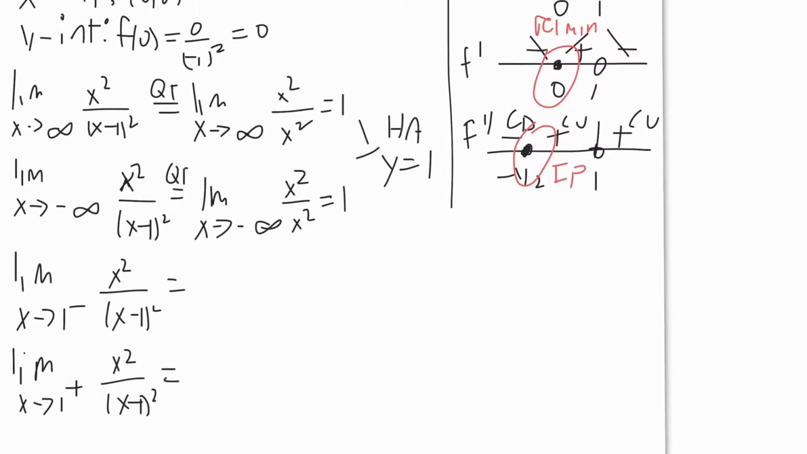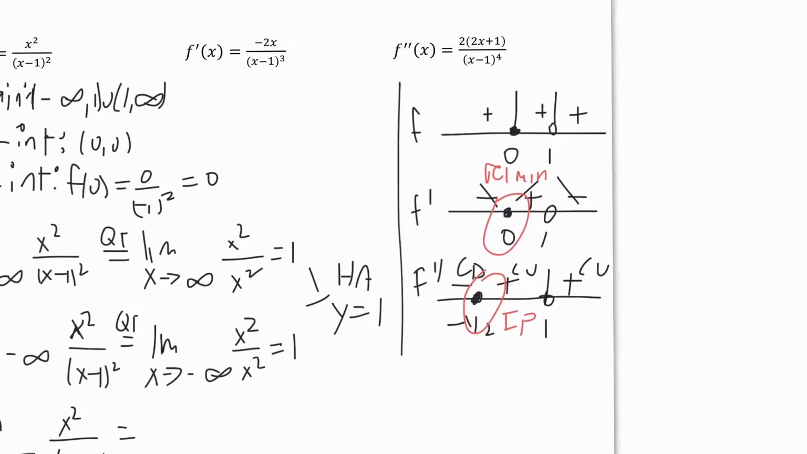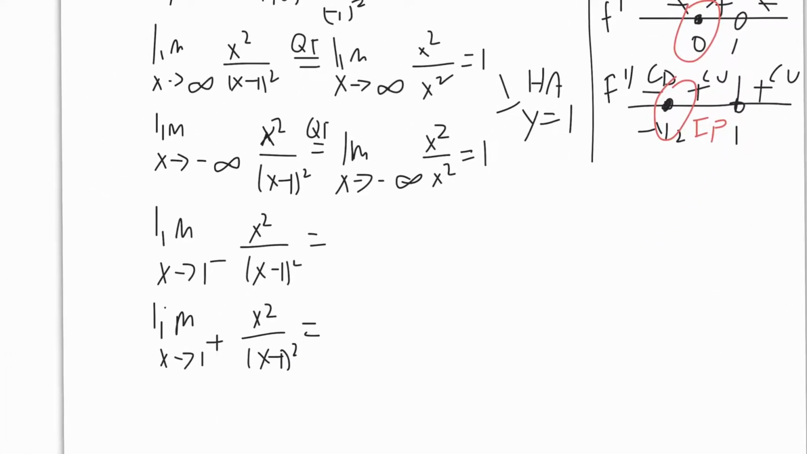So we can go ahead and finish off that sign diagram here. We're looking for x approaching 1, which means we're looking right here. And on both sides, it's actually positive. So for both of these limits here, we're going to have positive infinity and positive infinity. So we have a vertical asymptote at x equals 1.